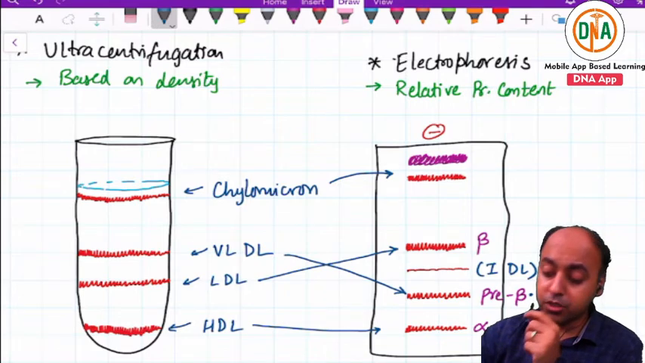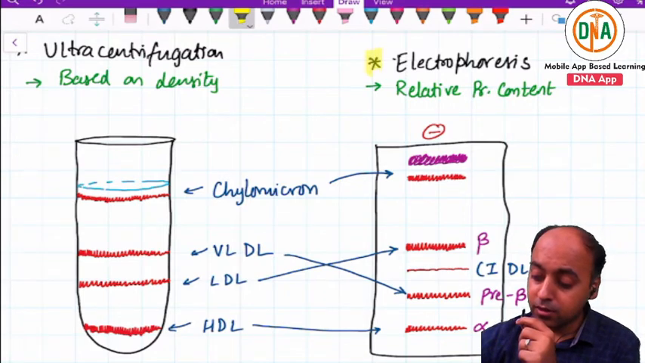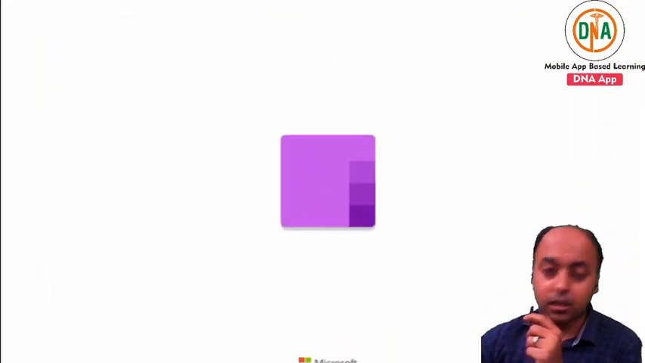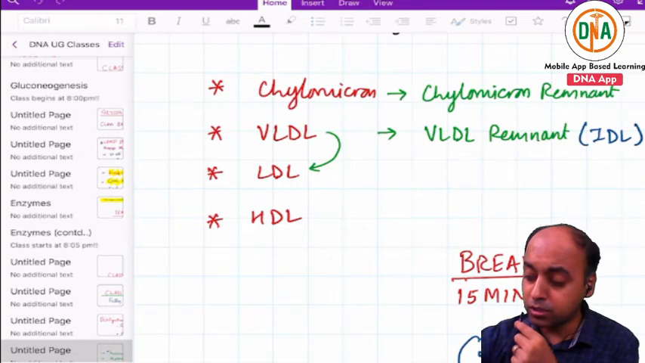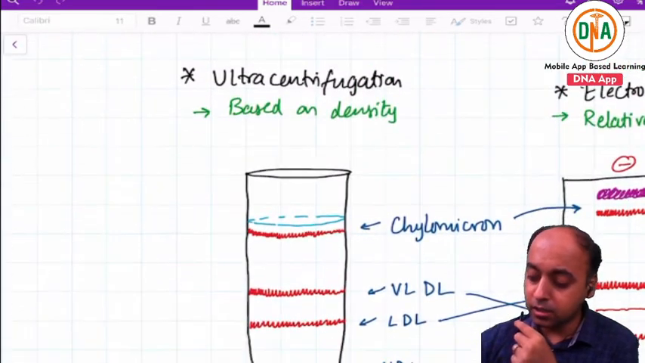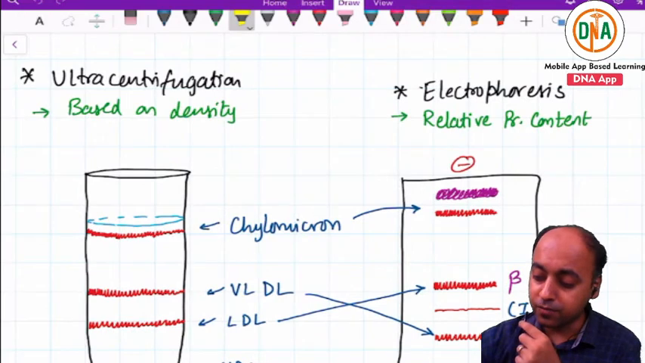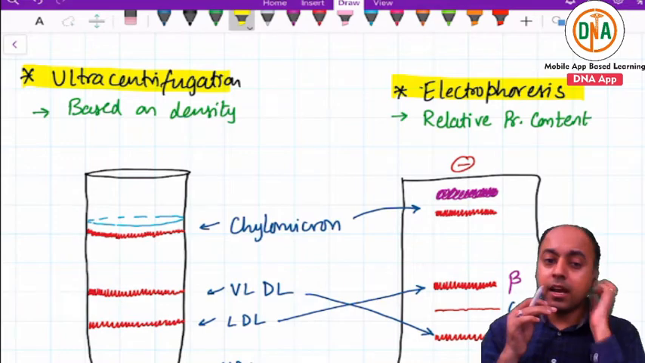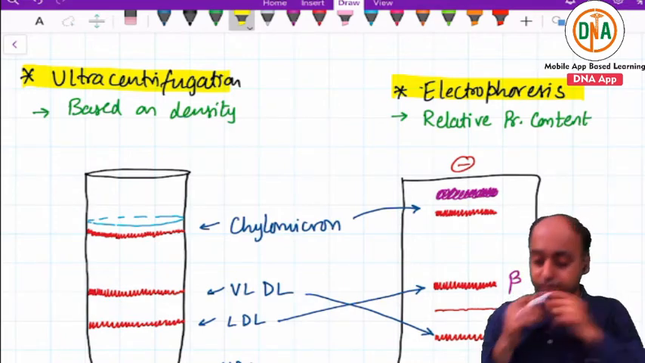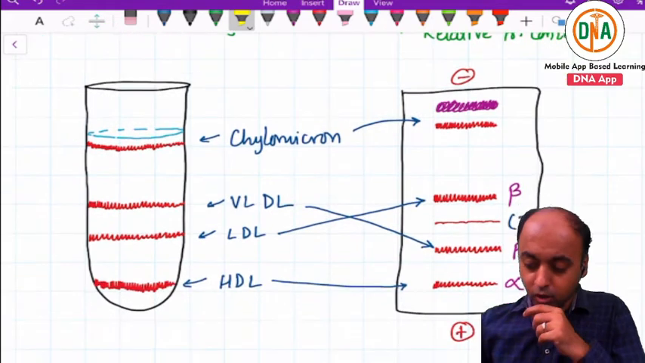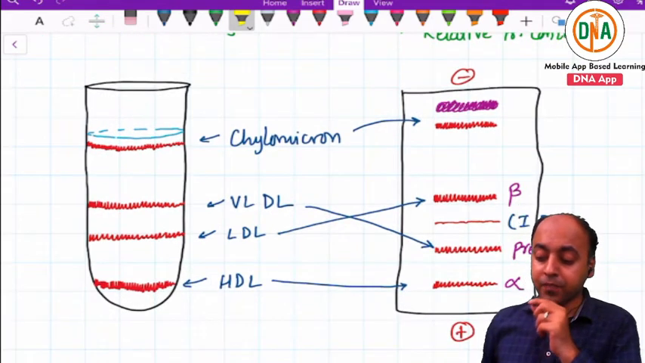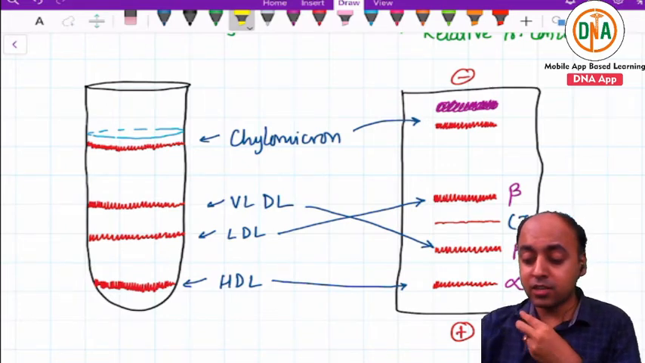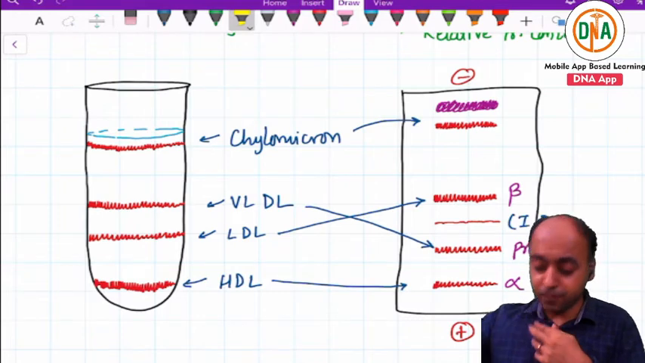Alright, so this is the current method for separation, that is electrophoresis, and the older method for separation, that is ultracentrifugation. Now we have seen how we can separate the lipoproteins, the traditional separation as well as the current method which is used for separation.